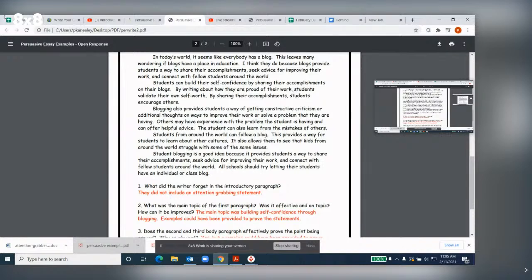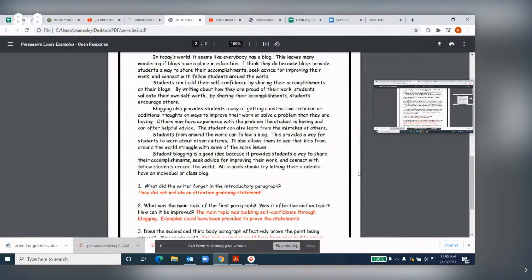And then the third paragraph says, blogging also provides students a way of getting constructive criticism or additional thoughts on a way to improve their work or solve a problem they are having. Others may have experienced the problem the student is having and can offer helpful advice. The student can also learn from mistakes of others. That's kind of what I was talking about. If you put, I'm struggling with this class and this is how I study, students could probably give you feedback, like, hey, have you tried this, try this, do that, or something like that.